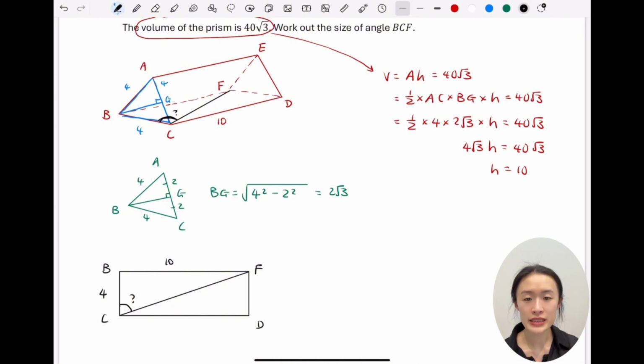To work out BCF, we need to use tangent, and that is the opposite over adjacent. To work out the angle, I need to use tangent inverse, and that gives us 68.2 degrees as our final answer. Okay, so now moving on to question 4.